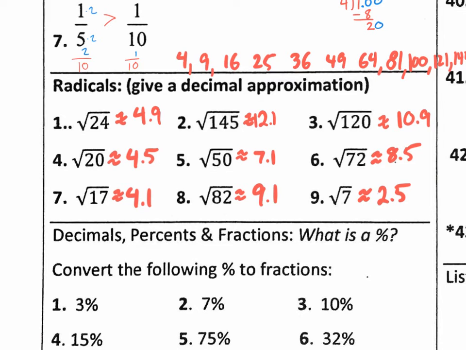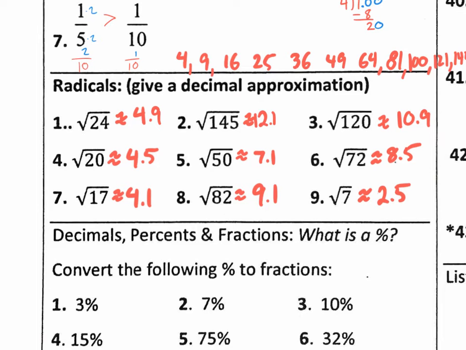If it's really close to something but less than it, like right here, 120 is pretty close to 121, but it's a hair less than the square root of 121. So it's a hair less than the answer of 11. So 10.9 would be good right there. So what do you guys think of these answers?